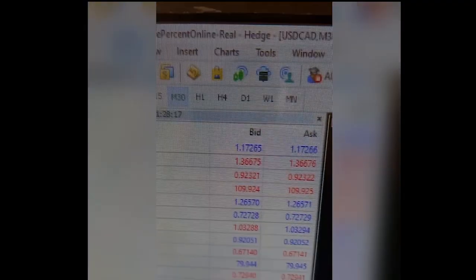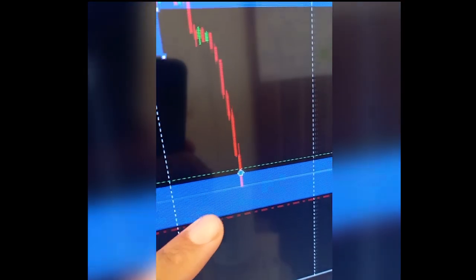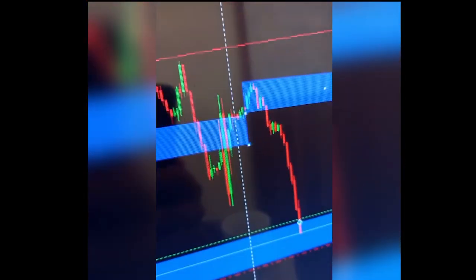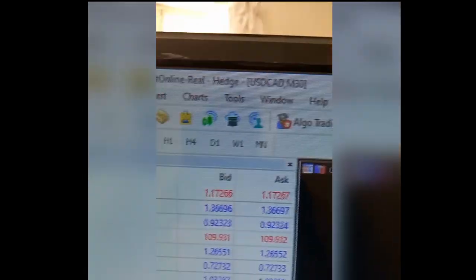Trying to buy, gotta look crazy. I look crazy. There's my stop loss. We're in the red right now. It's okay. We'll be back. It's a real account. You know how they're going to be like, is it a real account? Real account.